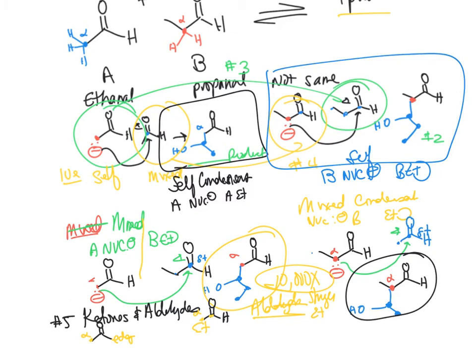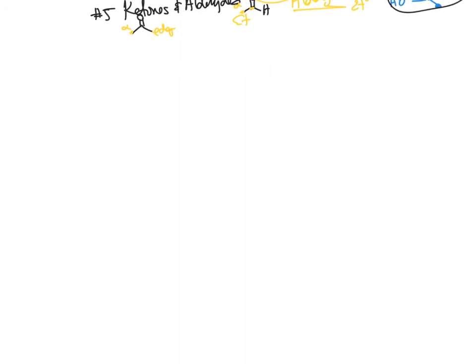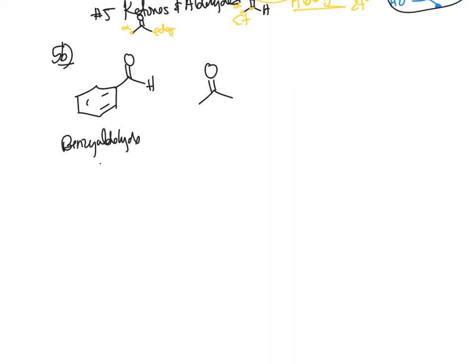So when you're designing your reaction, let's look at 5B. The following reaction, we have benzaldehyde and we have propanone. Explain why benzaldehyde cannot act as a nucleophile.